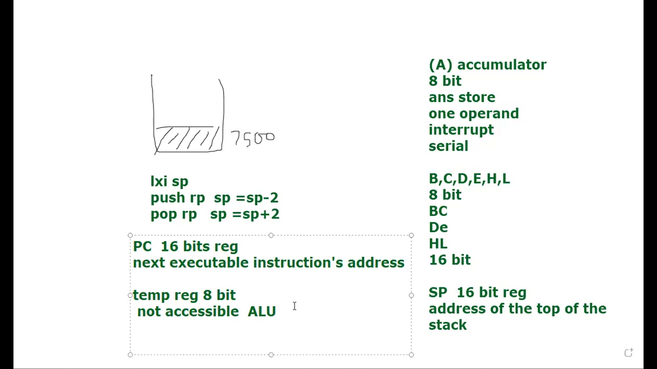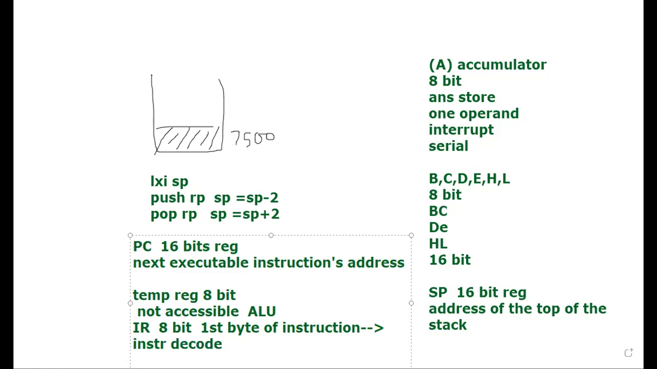Then you have the instruction register. It is an 8-bit register which holds the first byte of the instruction, and it sends that byte to the instruction decoder. The instruction decoder decodes it and then executes the instruction. It then asks the timing and control unit to generate the control signals. So this is about the registers, what they can ask you.